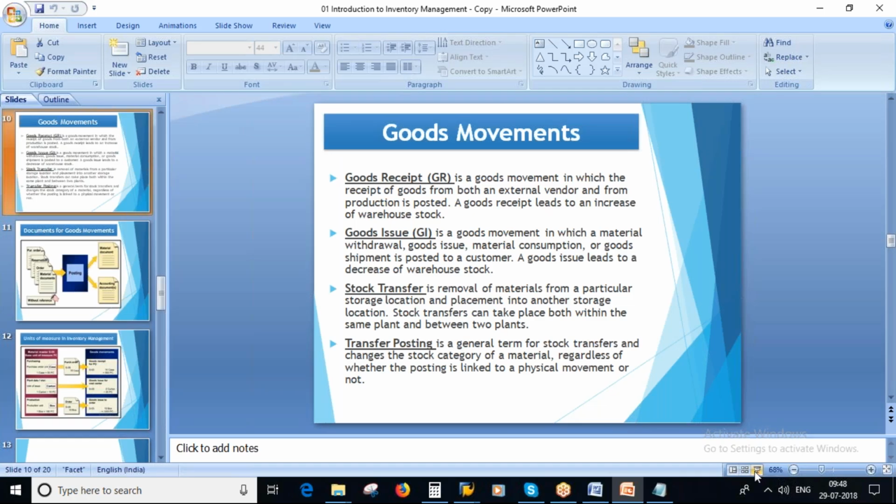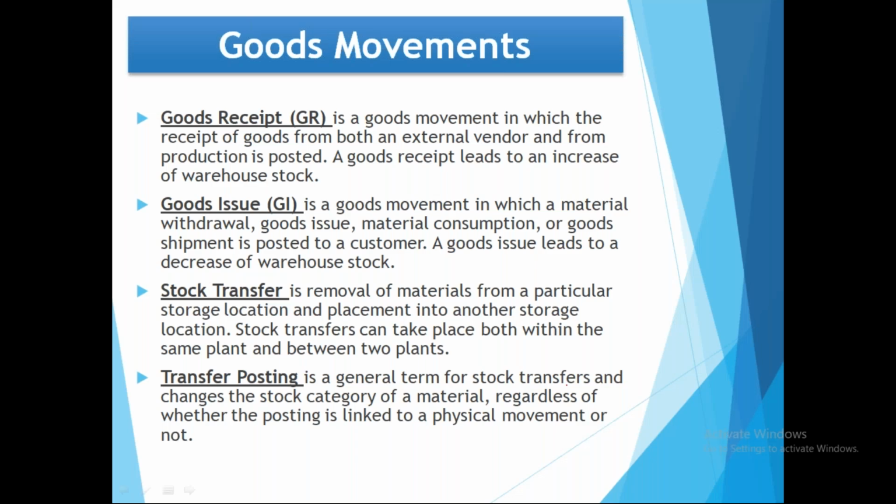Now, what is goods issue? Goods issue is a goods movement in which a material withdrawal, material consumption, or goods shipment is posted to a customer. So goods issue leads to a decrease in the warehouse stock.